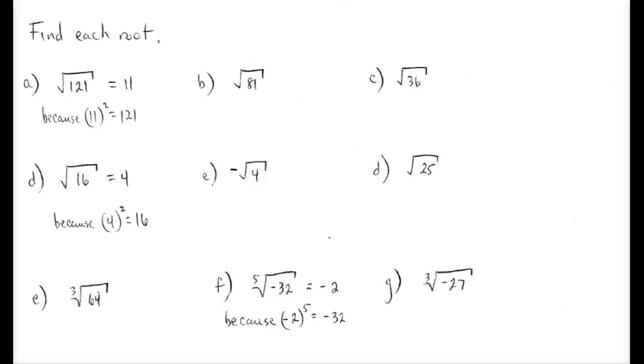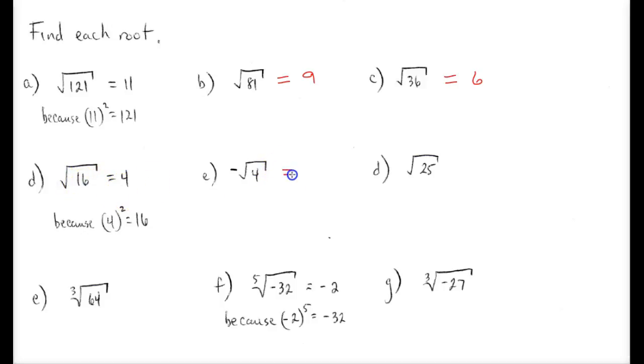So we'll start off by noting that we know that the square root of 121 is just 11, because 11 times 11 is 121. The square root of 81 is 9, because 9 times 9 is 81. The square root of 36 is 6, because 6 times 6 is 36. We also know the square root of 16 is 4.